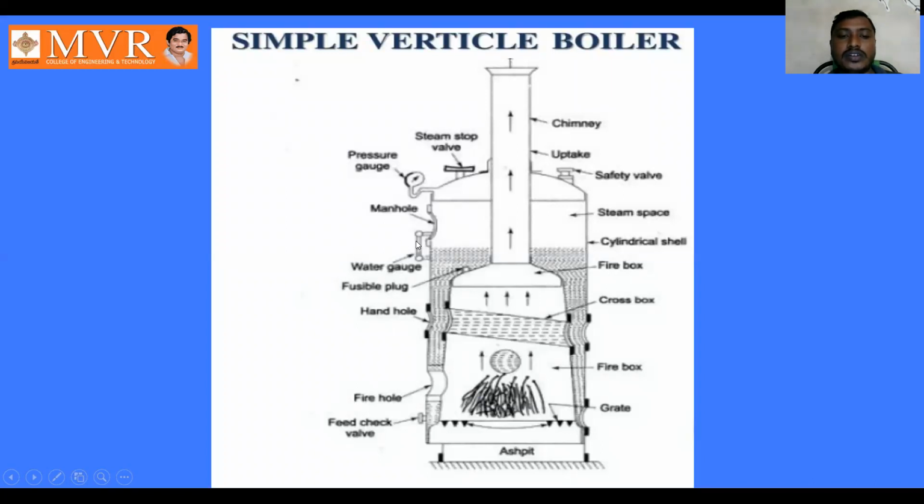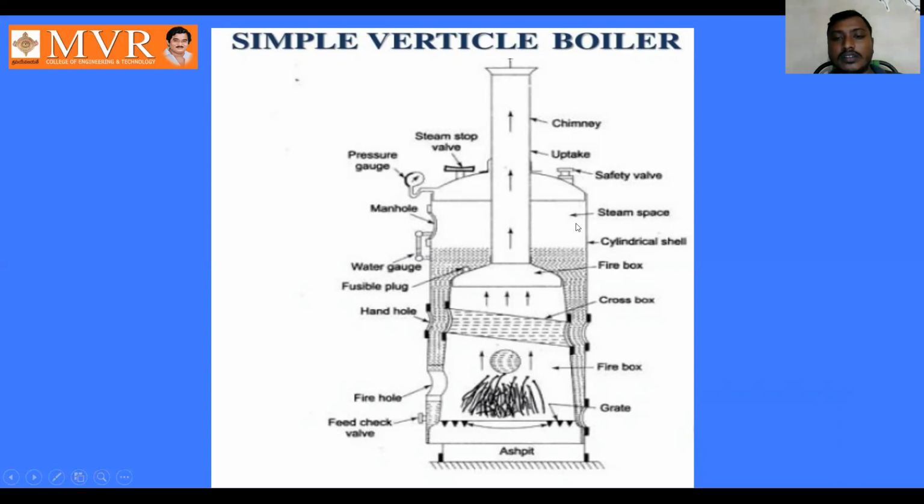This is the water gauge. We check the water gauge to see how much water is in the boiler. This is the fusible plug, and this is the hand hole, which we use to clean the sediments formed in the cross tube. This is the chimney, through which the gases are sent into the atmosphere. And this is the safety valve, and this is the steam space, where the steam collects.